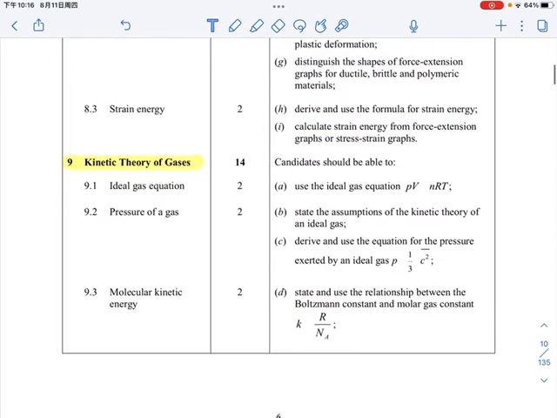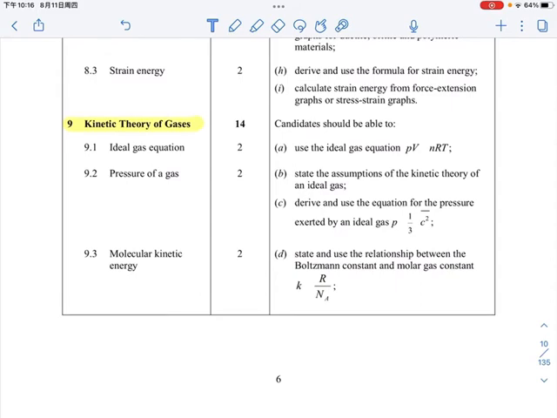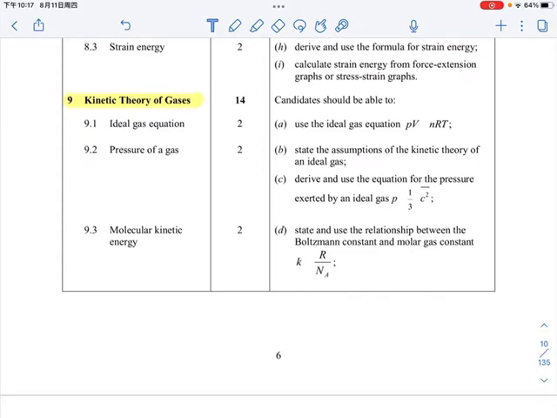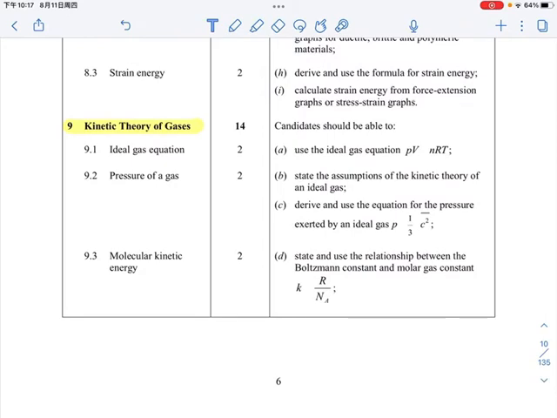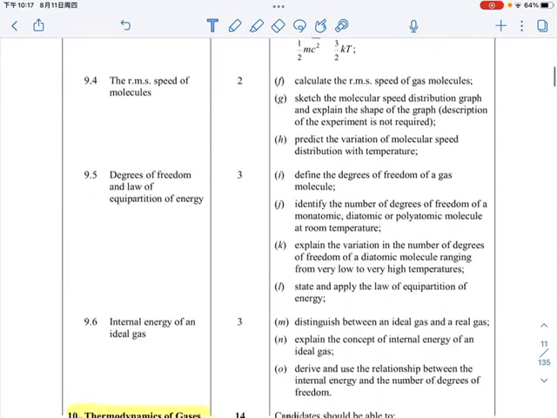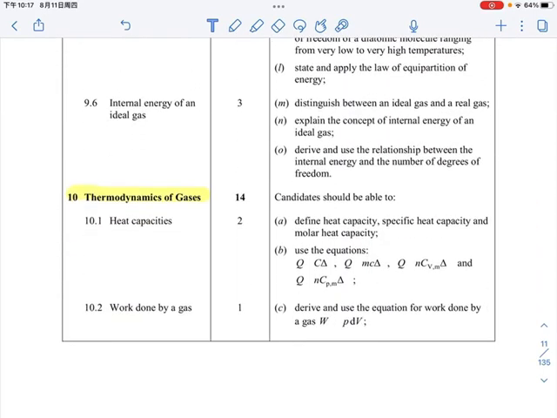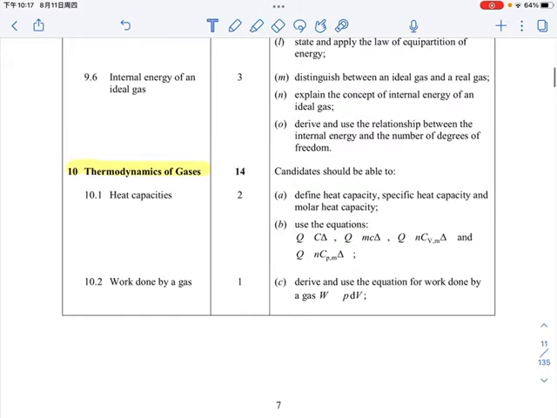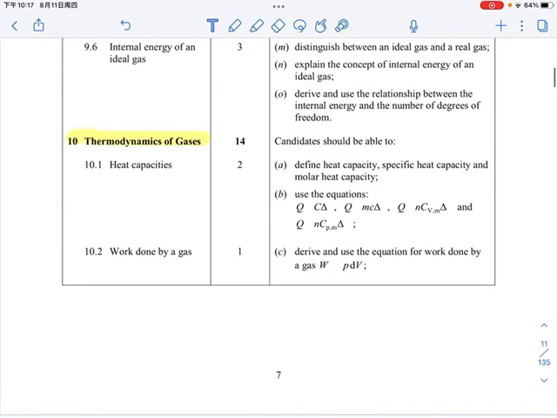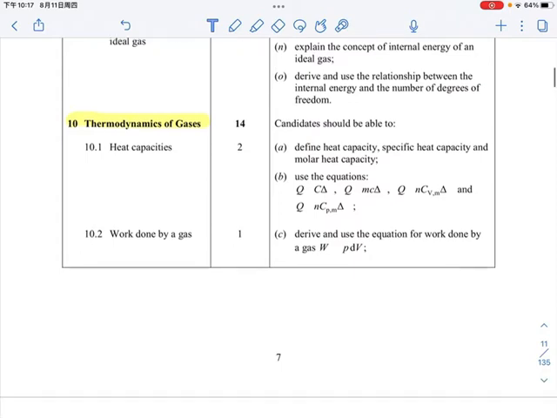Number 9, kinetic theory of gases. I believe this one is a little bit connected to chemistry, because PV equal to nRT, this kind of ideal gas equation, you also see in your chemistry. So I believe you can do this topic very well. Number 10, thermodynamics of gases. You also learned it before, like the heat capacity, Q equal to mc theta. They just add some new knowledge into this topic, so no need to worry too much. I will teach you one by one on my YouTube channel.